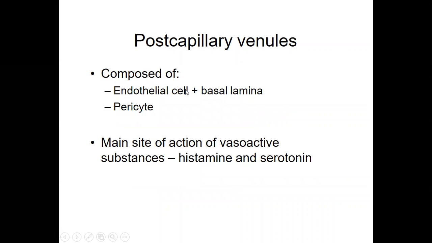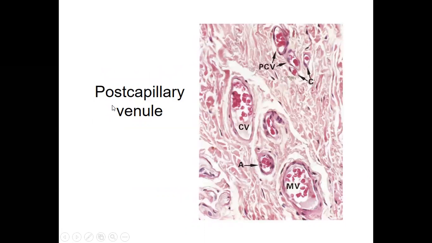The post-capillary venule is composed of endothelial cells plus basal lamina, which is located beneath the endothelial cells, and there are also pericytes. The post-capillary venule is the main site of action of vasoactive substances, for example histamine and serotonin. You can see here, this is the post-capillary venule.